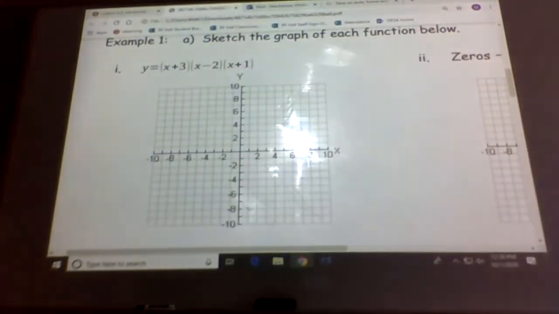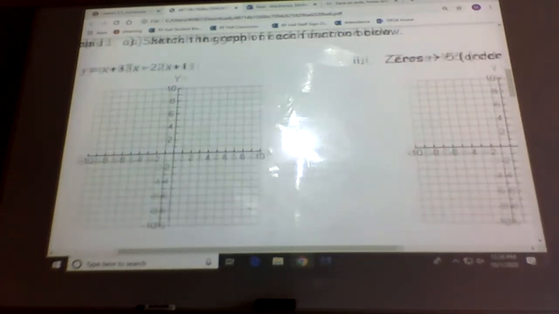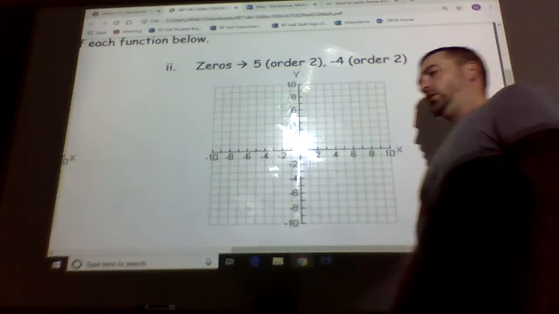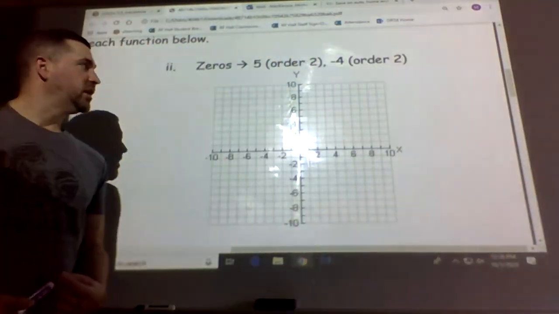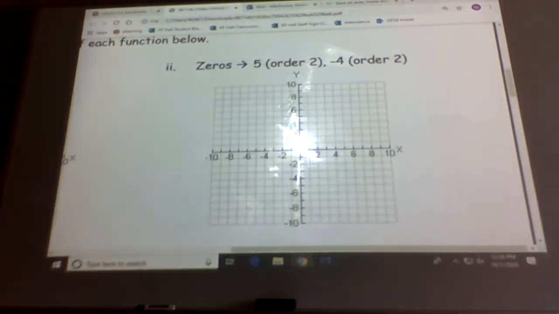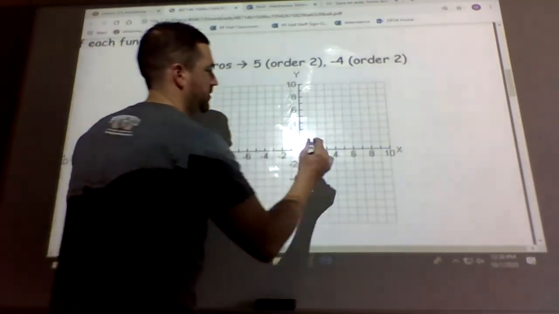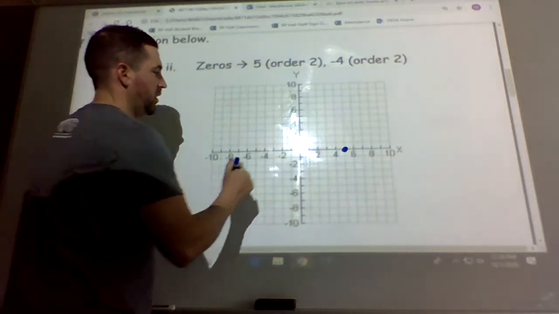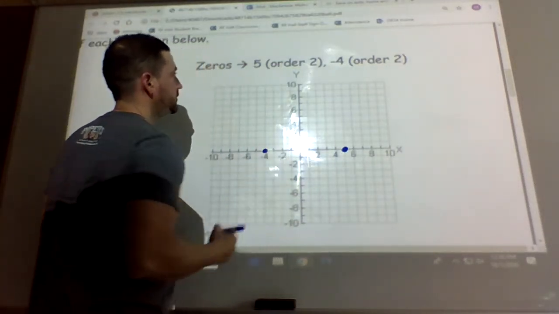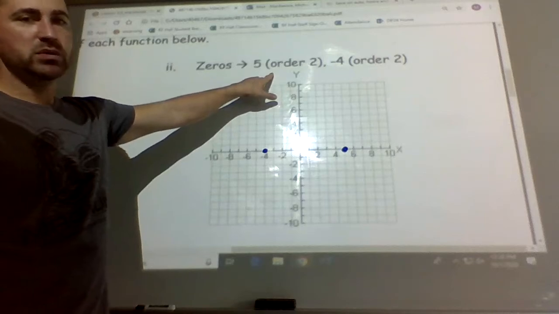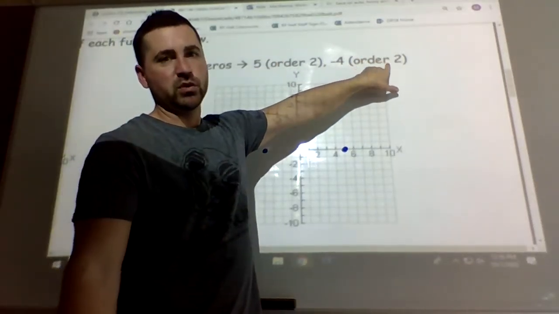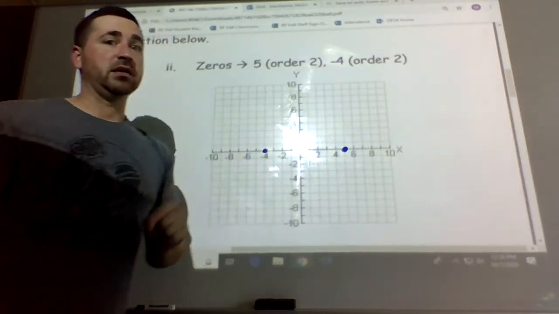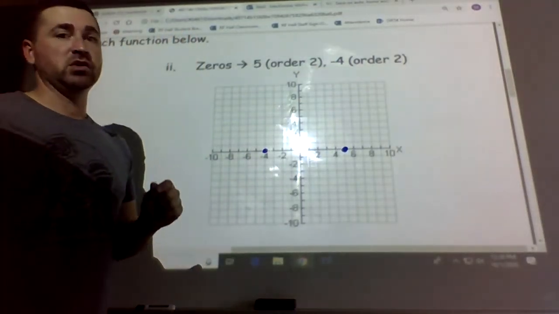Next one. Okay, this one doesn't give us tons of information. It says our zeros are 5 and -4. But we have an order 2 and another order of 2. So what happens if it's an order 2? It touches the x-intercepts. It touches, it doesn't cross through.